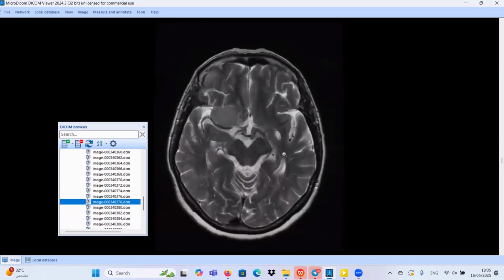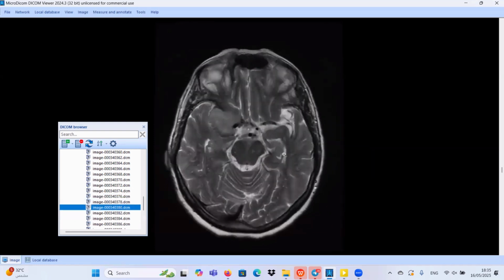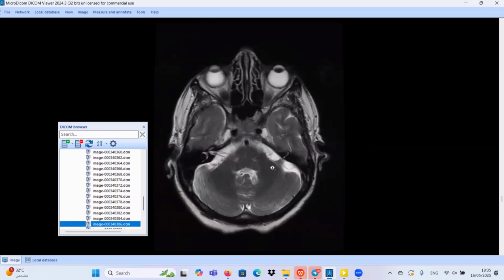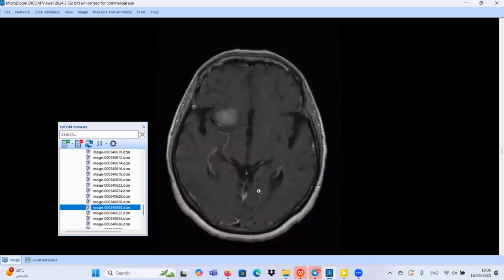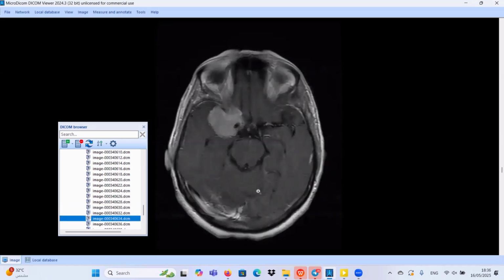The lesion is isointense, with rather homogeneous signal intensity in the T2 weighted image. Let's go to the post-contrast setting. The lesion shows homogeneous contrast enhancement and partially encases the internal carotid artery. So all of these criteria are matching with a meningioma. And this meningioma is very characteristic of an anterior clinoid process meningioma.